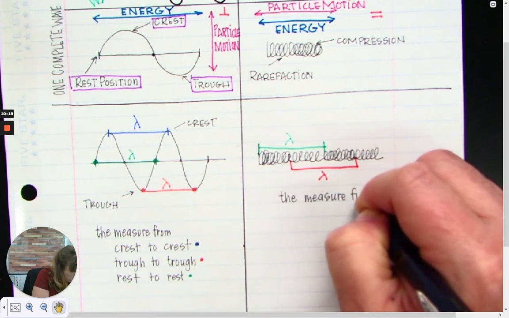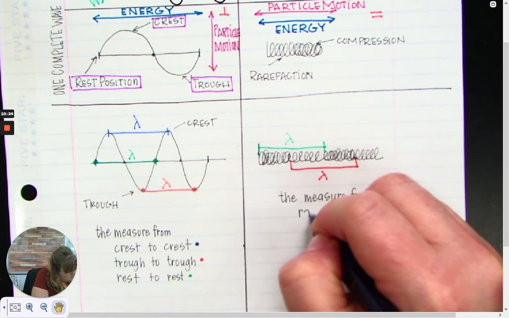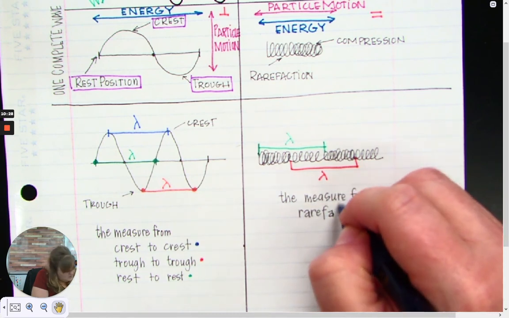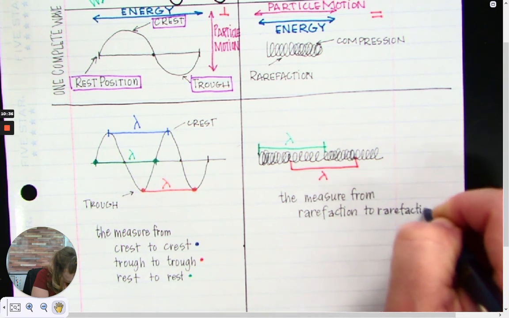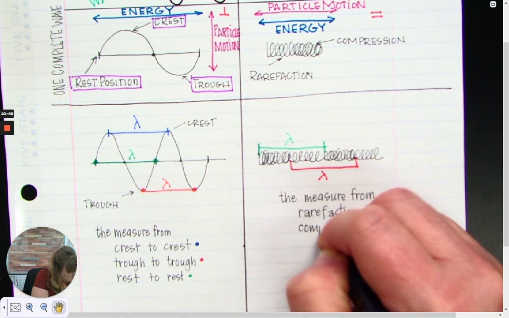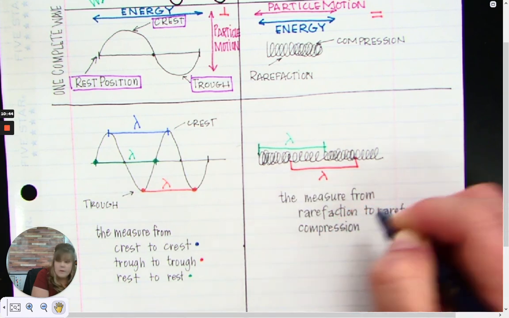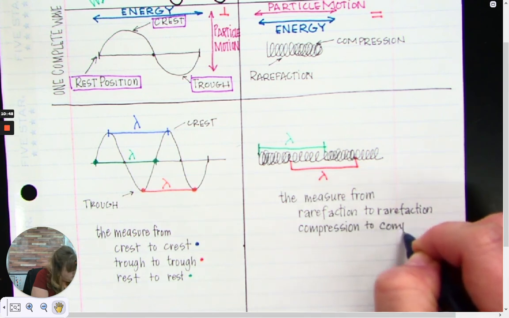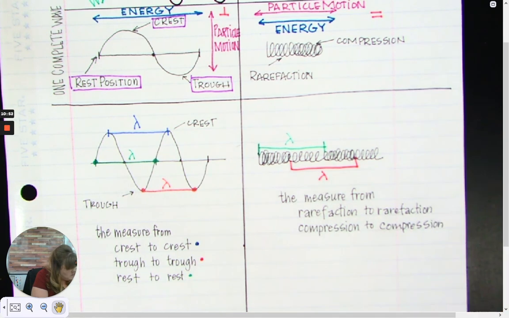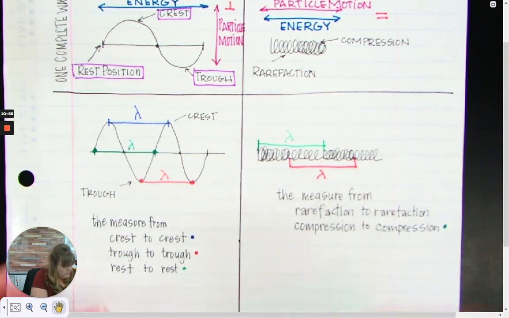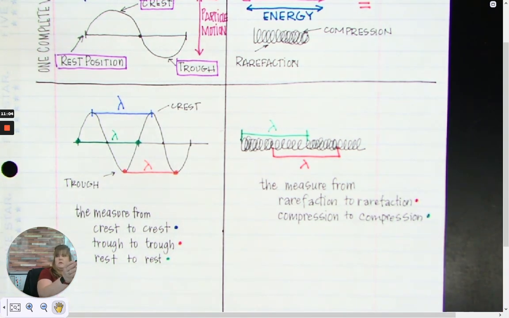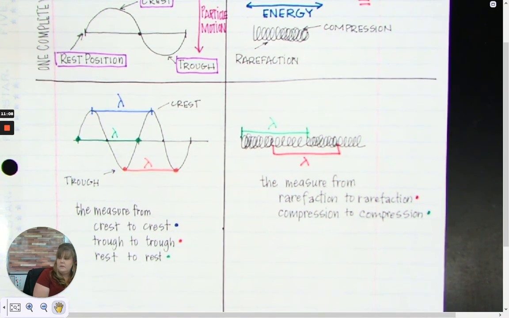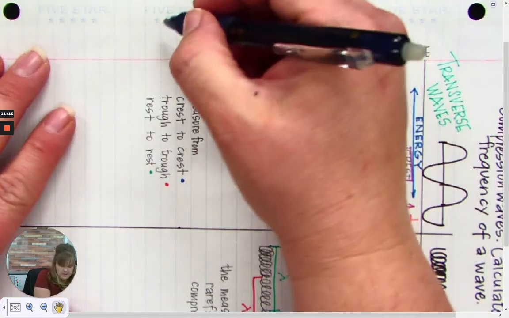So it's the measure from rarefaction to rarefaction, or it's from compression to compression. Compression to compression is the green, and the peachy pink is the rarefaction to rarefaction. Okay. I'm going to slide up my notes, and then I'm going to turn them sideways. Sorry. And this section is wavelength.